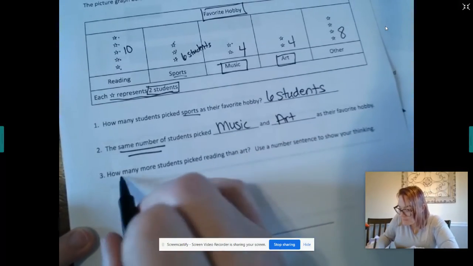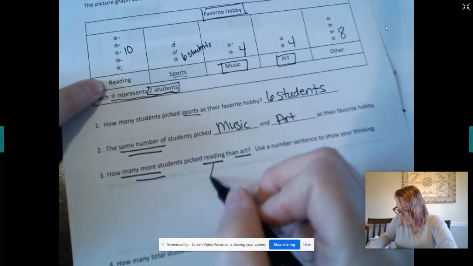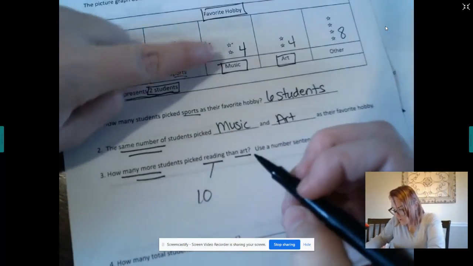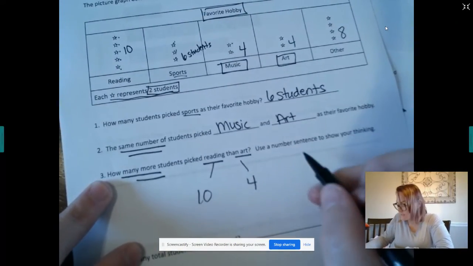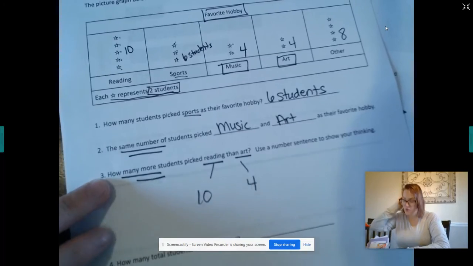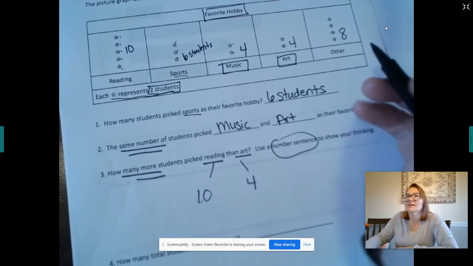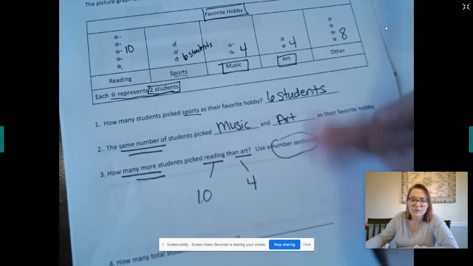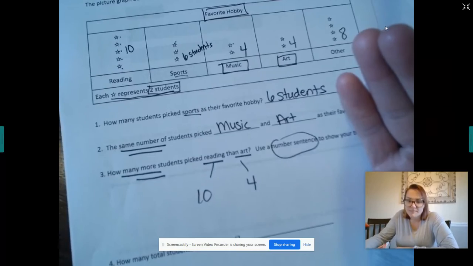Now, how many more students picked reading than art? When we look, reading had 10, art had 4. It says how many more and tells us to use a number sentence to show our thinking. So remember, a number sentence, this is an equation. So you need to have an operation symbol like a plus or a minus and then an equal sign. It's how did you come to that conclusion?